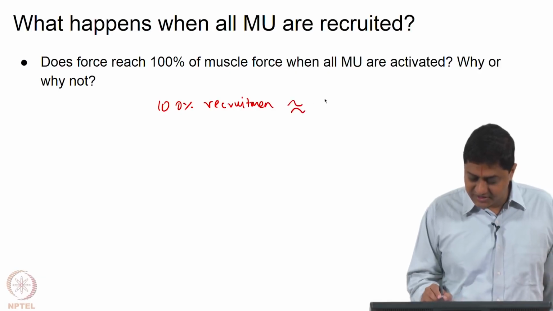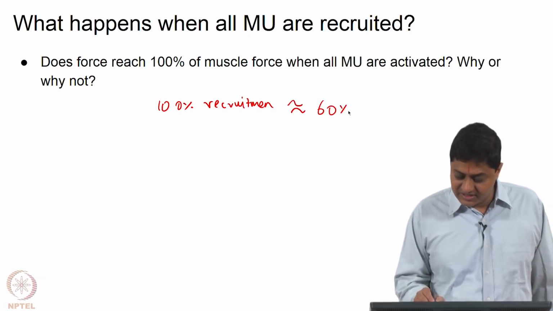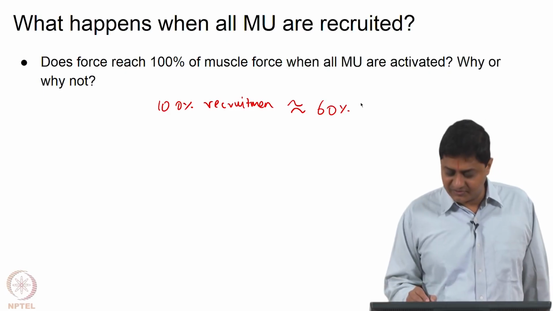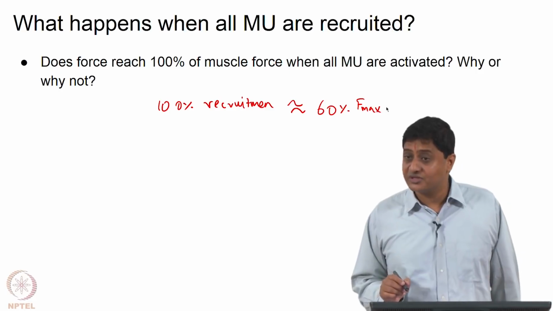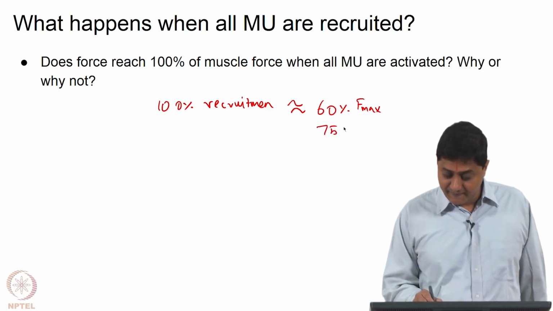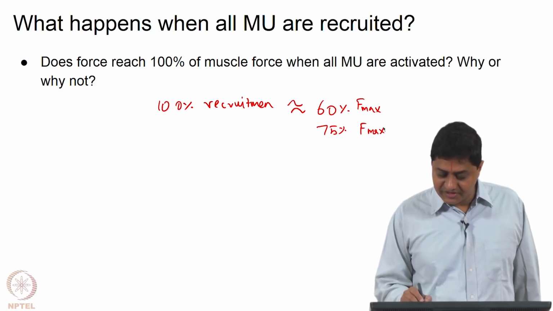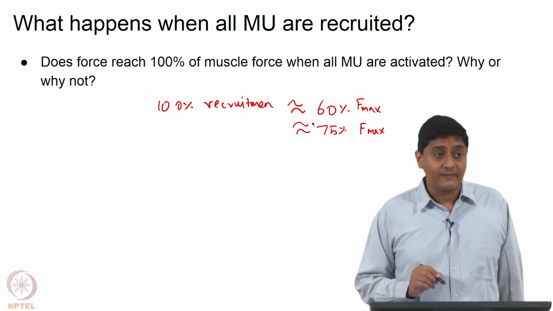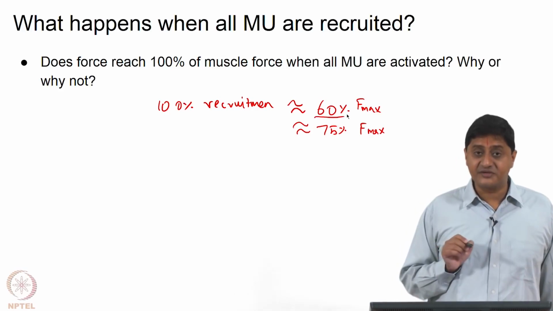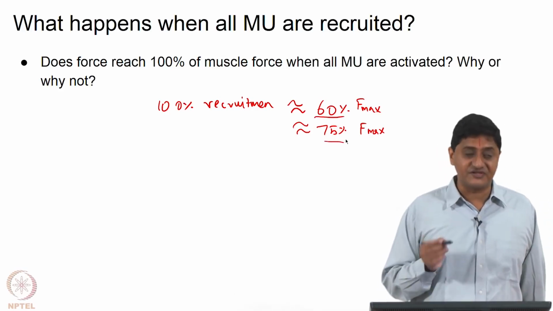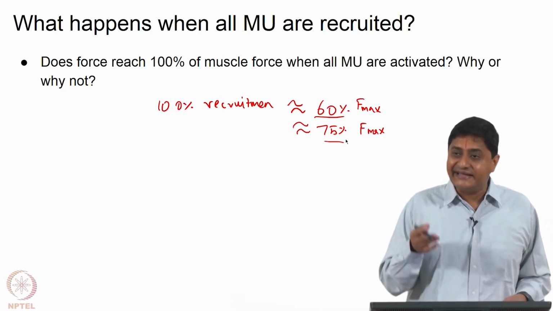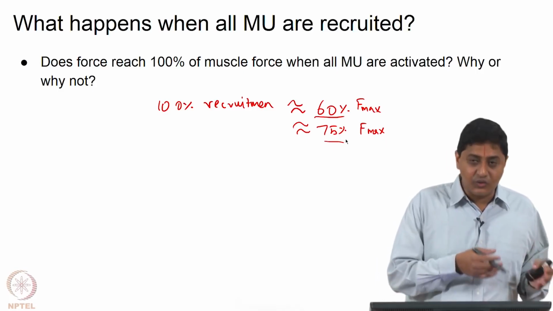could in some muscles be as low as 60% of the maximum force, sometimes 75%. Then how is the other 40% achieved? In this case, how is the other 25% achieved? By increasing the firing rate of the already recruited motor neurons.